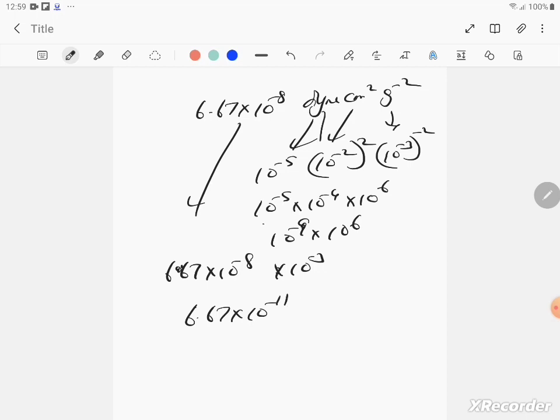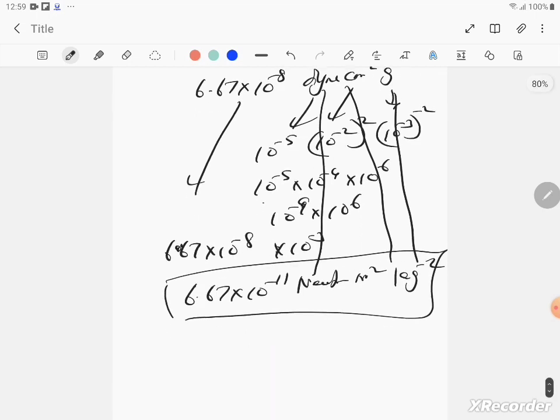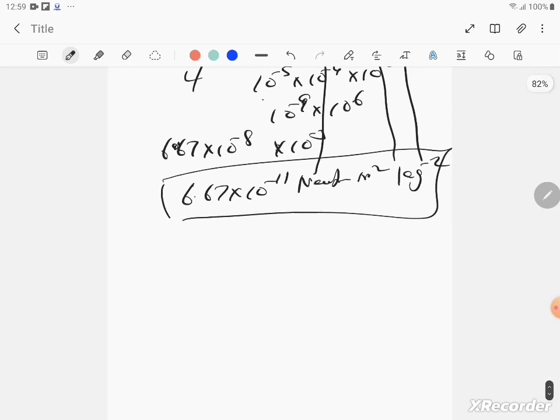And dyne will become Newton, centimeter square will become meter square, per gram square will become per kg square. Direct conversion, there's no need to write N1 U1 for such sums. Okay, so let's go to the next sum.